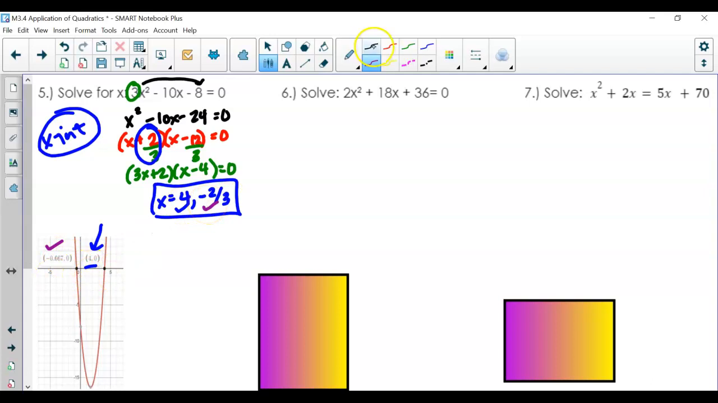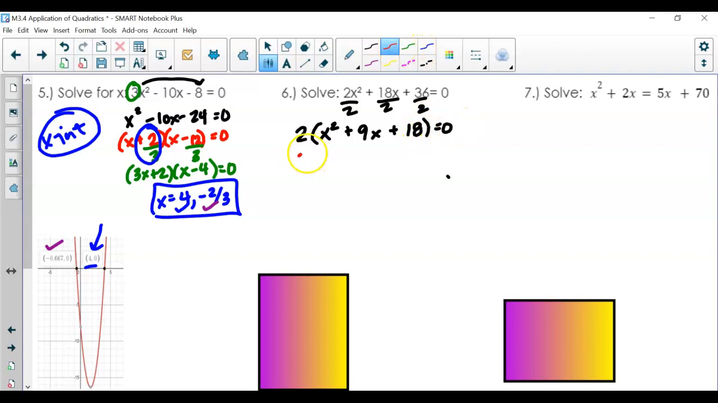So here, let's do the next one. Solving, and then we'll see it by graphing. Now we do have a 2 here. What's the first step? Do we have a GCF? Yes, we can divide every term by 2 and take that GCF out. So 2 times x squared. Now 18 divided by 2 is 9x, and 36 divided by 2 is 18, is equal to 0.